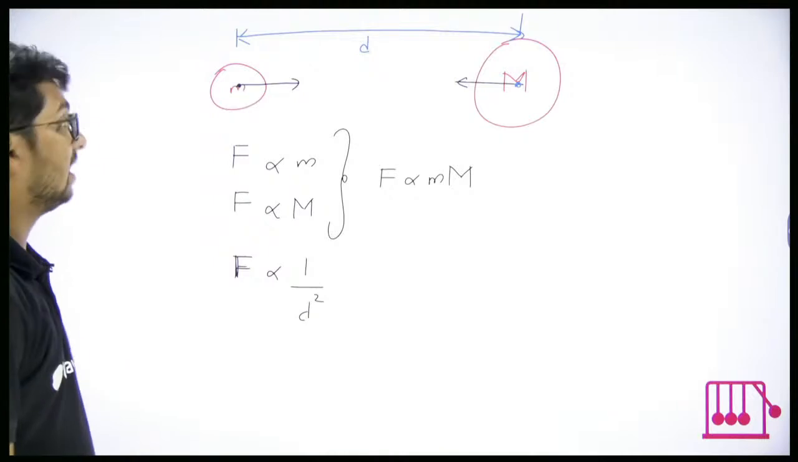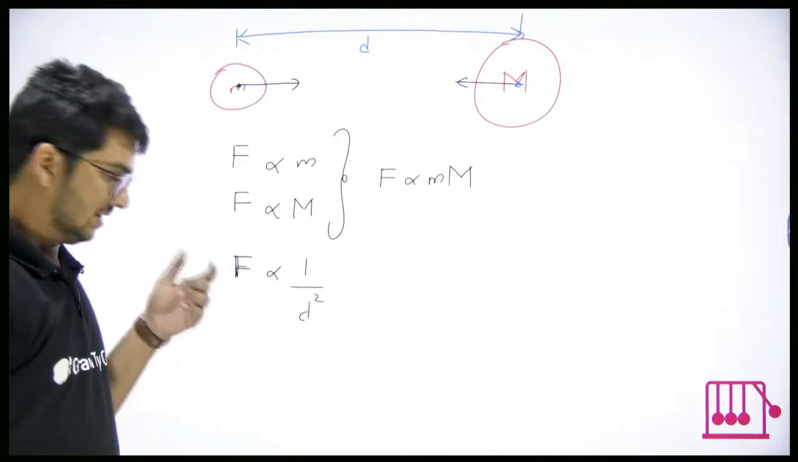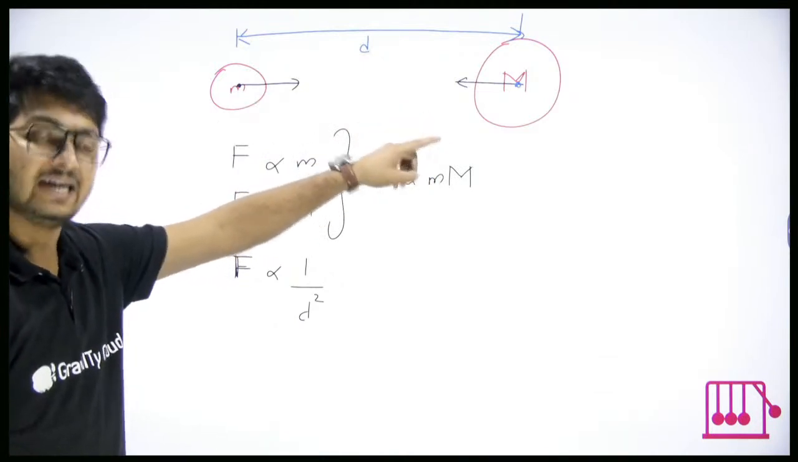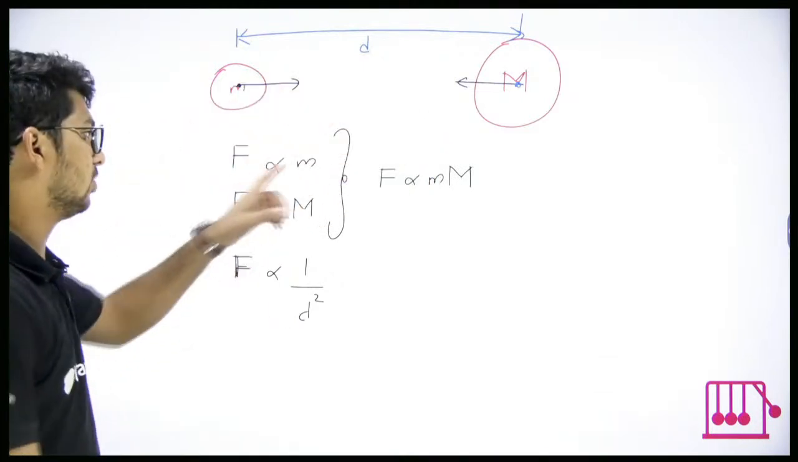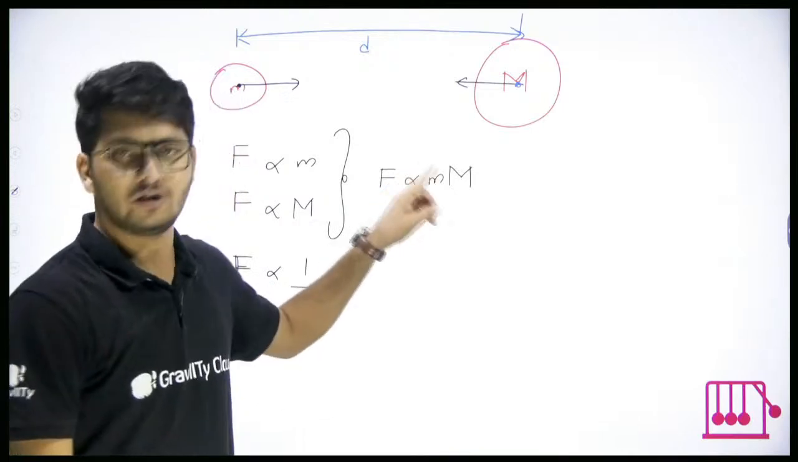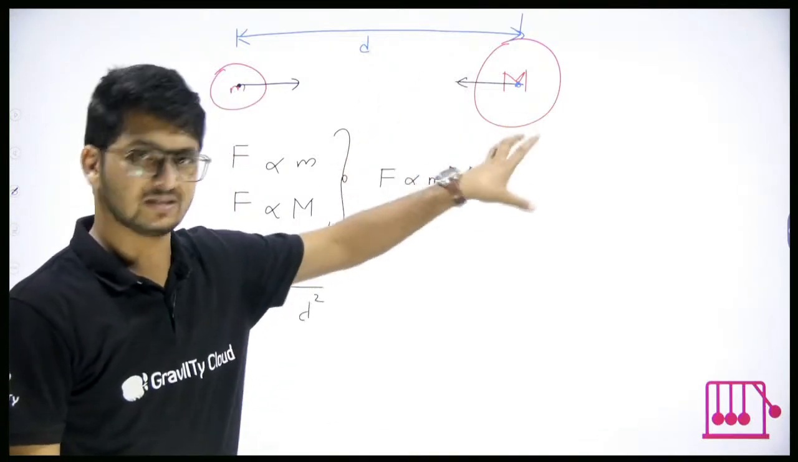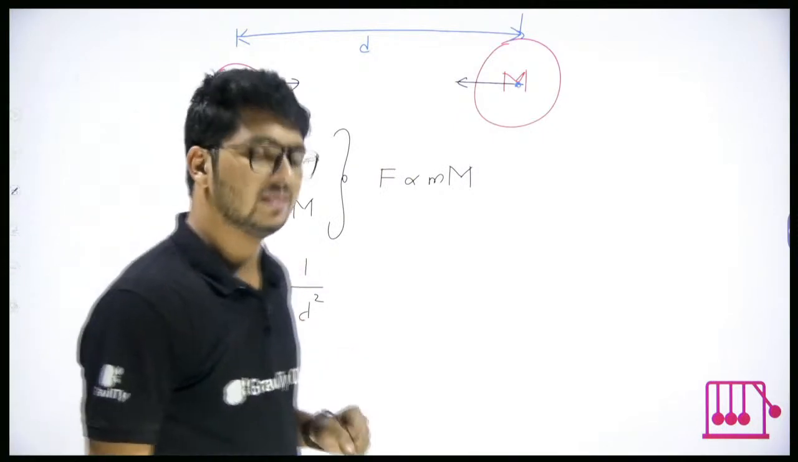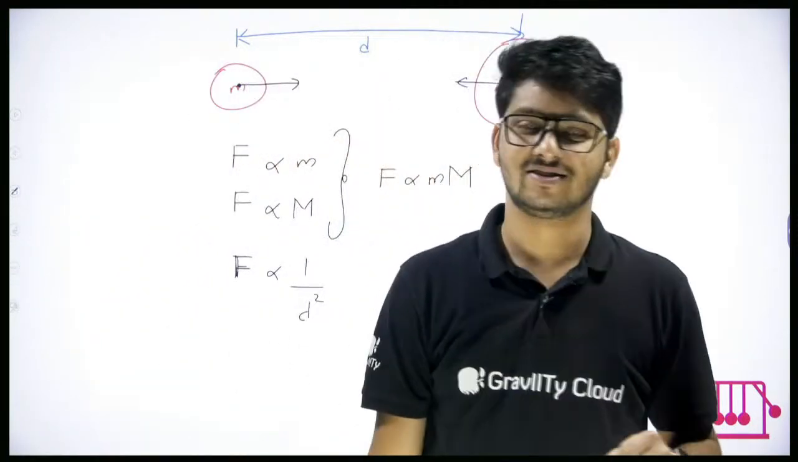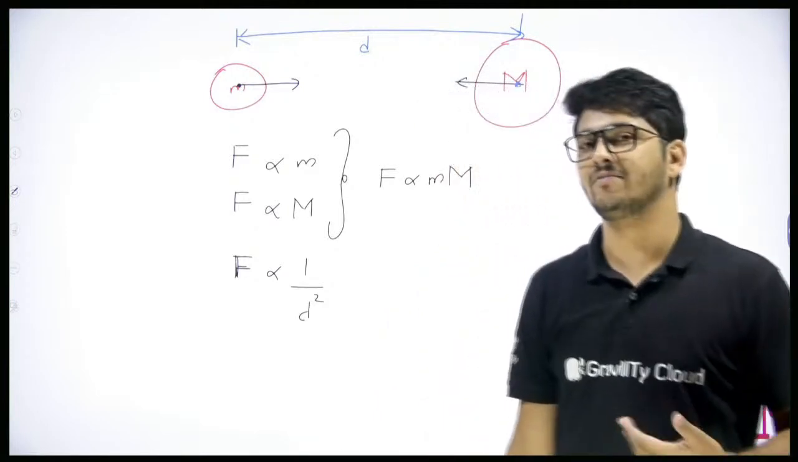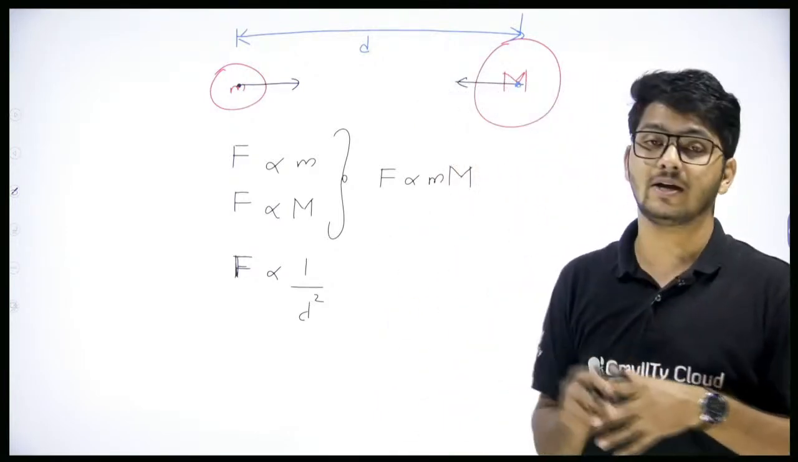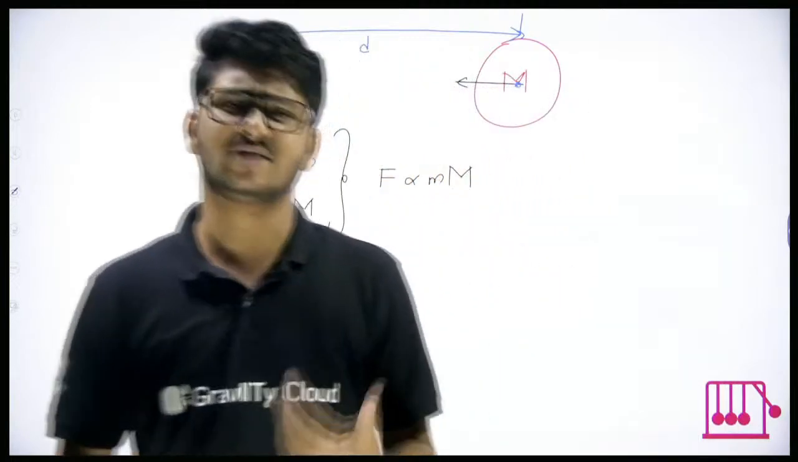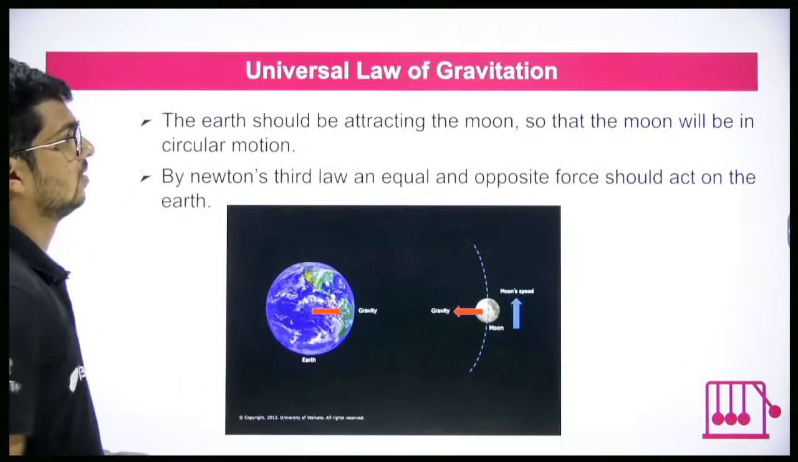So Newton told that between any two objects there is gravitational force, it is attractive, and it is directly proportional to the product of the masses of both the objects as well as inversely proportional to the square of the distance between the two objects. Now some of you might be getting confused. Sir, what is this proportionality? We have never seen that. What does that mean? I'll explain proportionality in a bit.